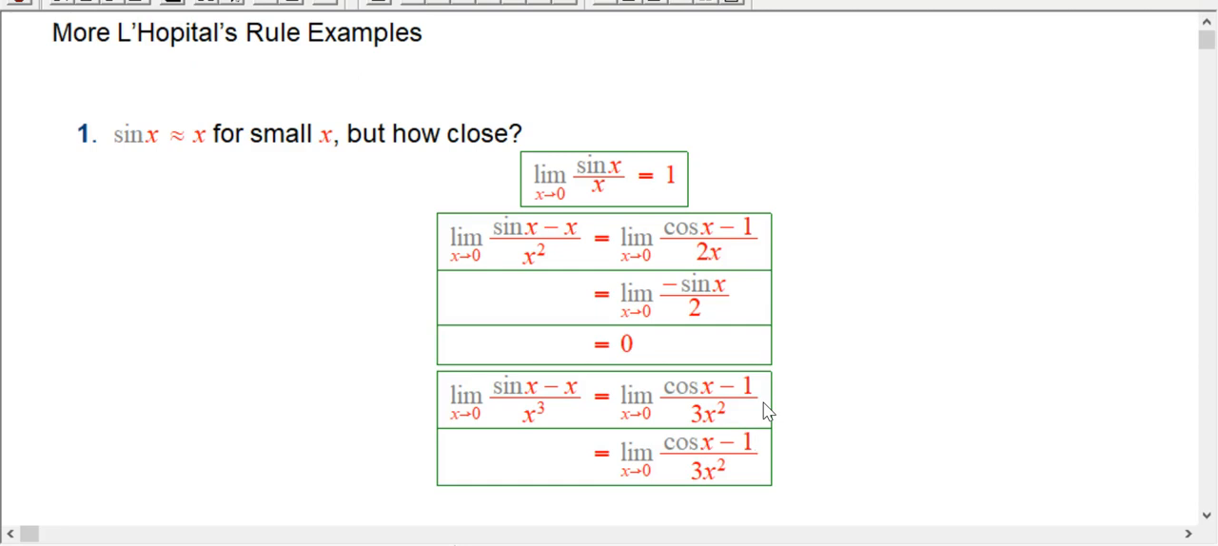Okay, so now this is exactly a place where we're going to apply it more than once, because the top is going to 0. The bottom is still going to 0, so now we take a derivative again.